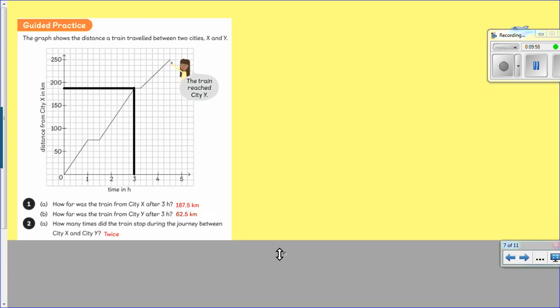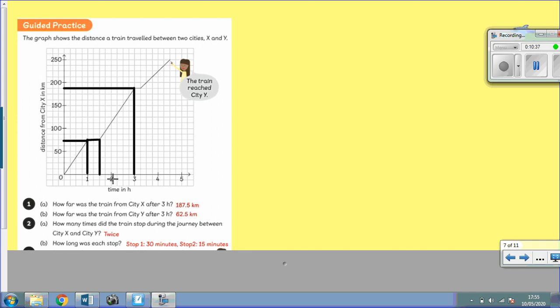How many times did the train stop during the journey between city X and city Y? And that's twice, because you can see that it stops here. At 1 hour, it had travelled this distance here. It had travelled 75 kilometres. And if you look, an hour and a half later, it hadn't gone any further. So it was still on 75 kilometres travel. So that means there it had had a break, and you can see exactly the same just along there.